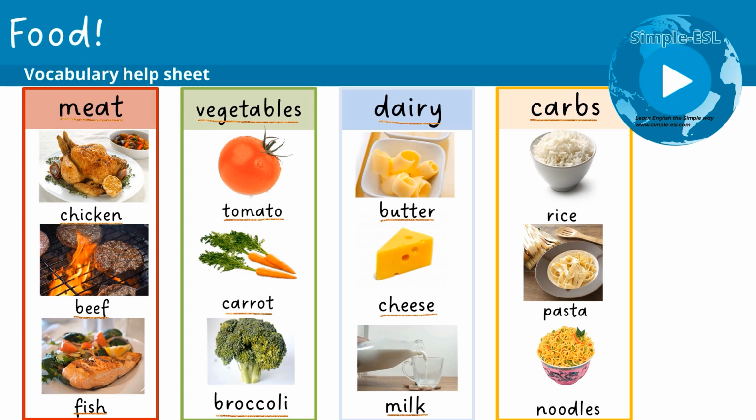And let's have a look at some carbohydrates, some carbs. We have rice, pasta. We can have pasta with a nice tomato sauce. And the final food item that we're going to look at on the vocabulary help sheet, noodles. Can you say this back? Noodles.